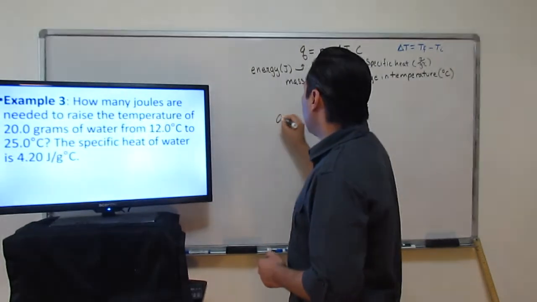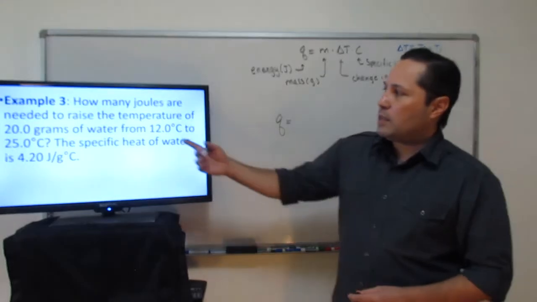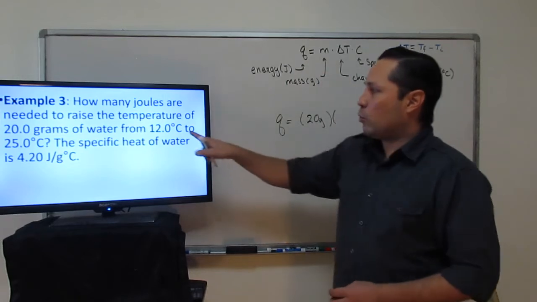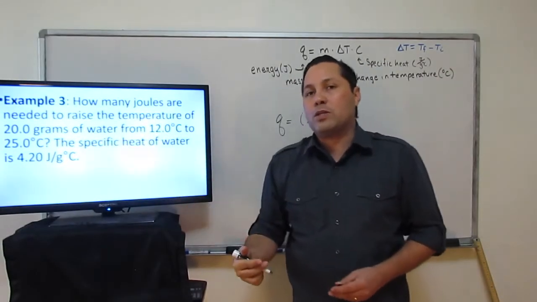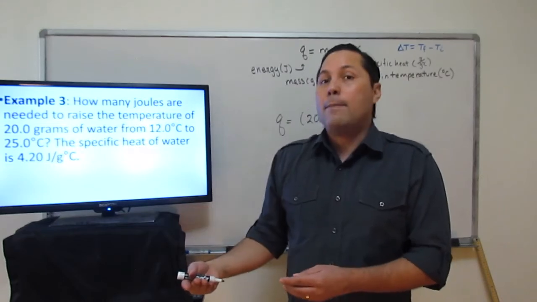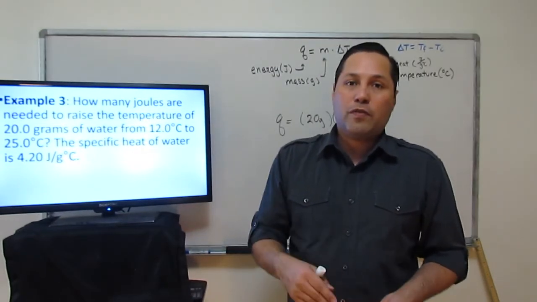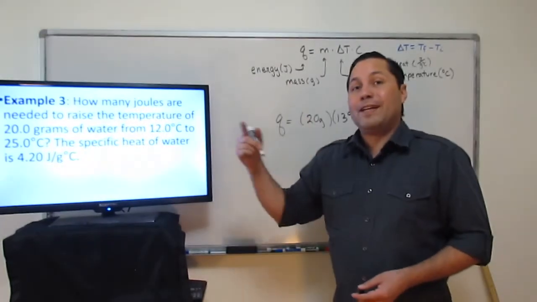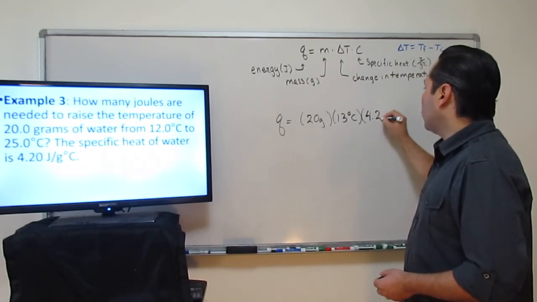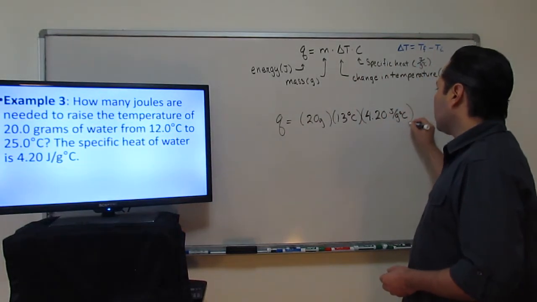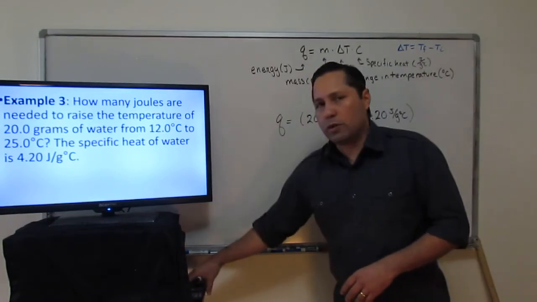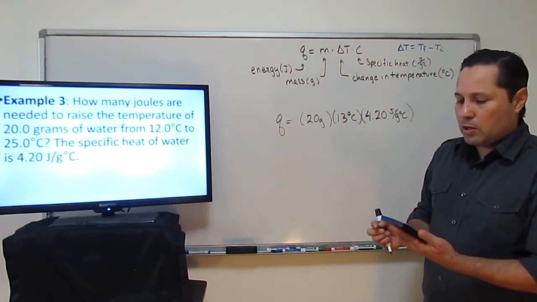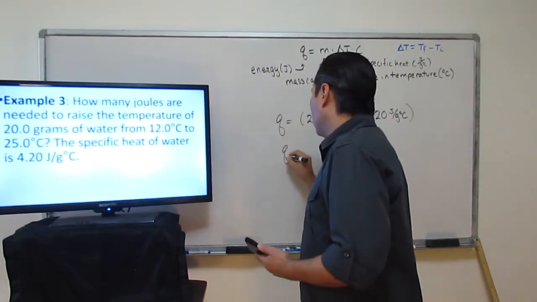So Q is equal to the mass. In this case, it's 20 grams of water, so I'm going to substitute that where the m goes. Change in temperature: we're going from 12 to 25 degrees, so it's the final temperature, 25, minus the initial temperature, 12. 25 minus 12 gives us 13 degrees Celsius. And the specific heat of water is 4.2 joules per gram degrees Celsius. All we have to do is multiply across, and we'll get our answer. So it's going to be 20 times 13 times 4.2, which gives us 1,092 joules.